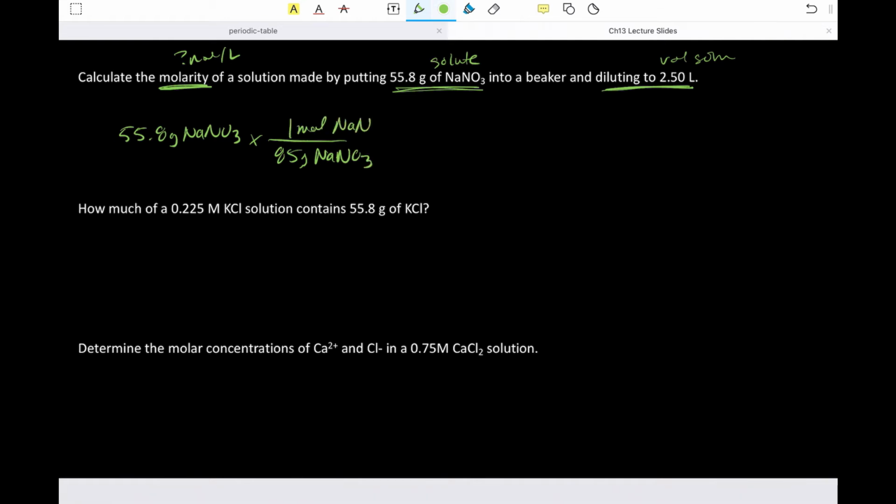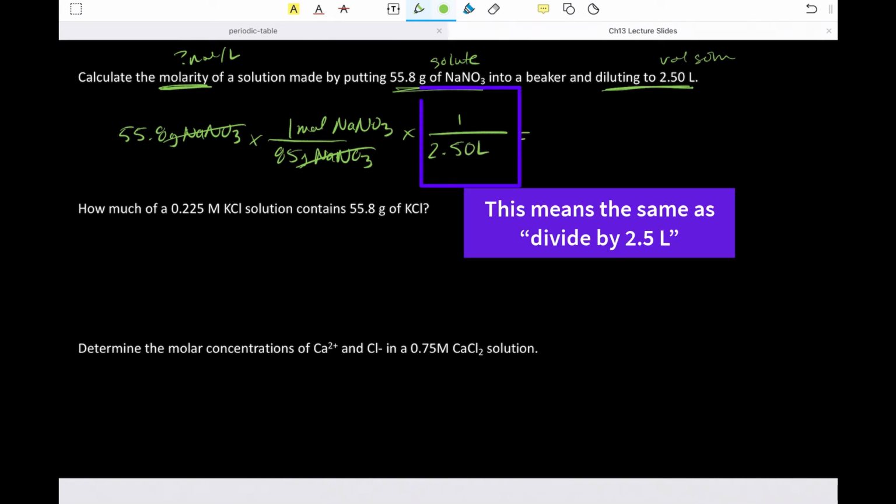And if we think about what's happened, we've canceled out grams. Moving along to the next thing, now I'm at moles, and now I just need to do what? Divide by liters. So I'm going to say 1 over 2.50 liters of solution, and this is going to get me moles per liter.